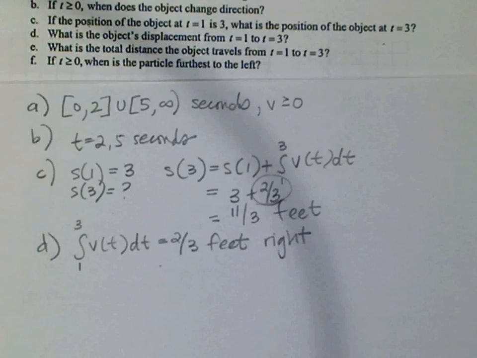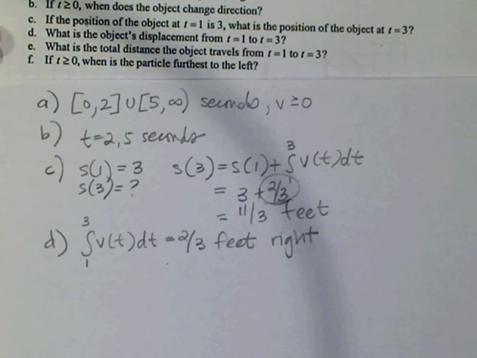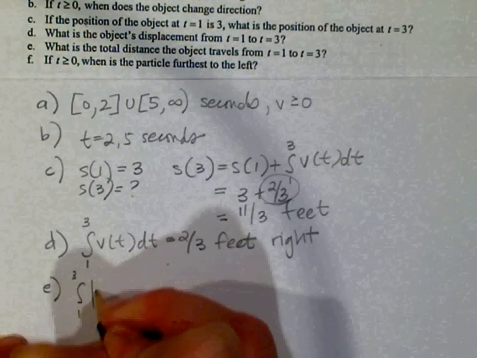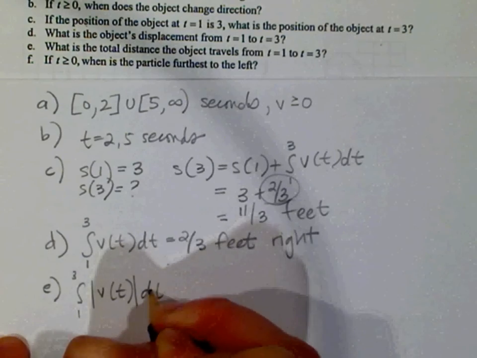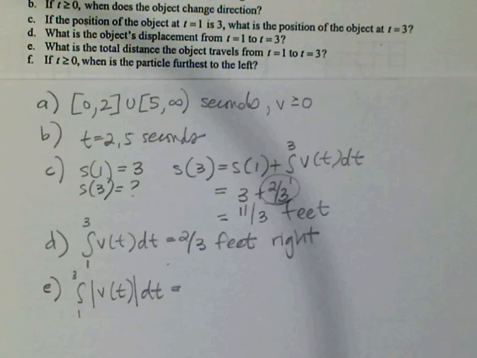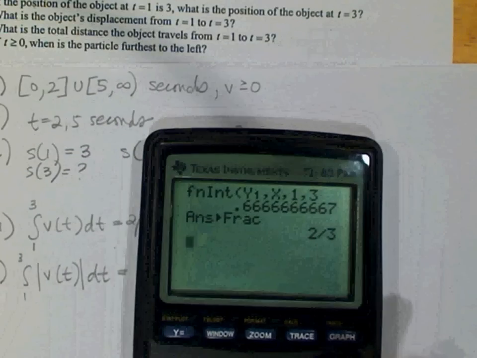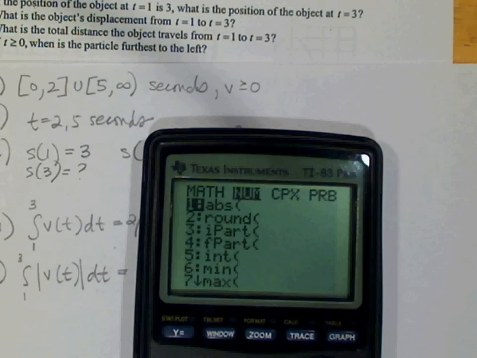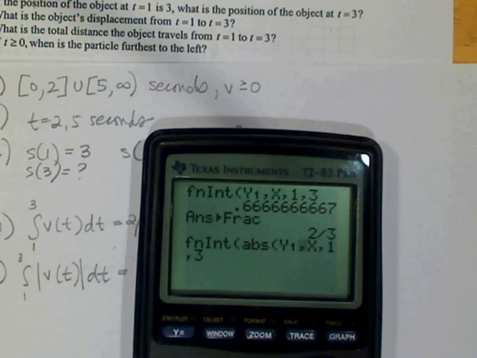Okay, it wants the total distance that the object traveled from 1 to 3, so my total distance will be the integral from 1 to 3 of the absolute value of v of t dt. So I'm going to do the exact same thing I did before, only I'm going to put in absolute value brackets around y1. So I'm going to go in and do insert, math, number, absolute value. Don't forget to close my parenthesis around that y1.